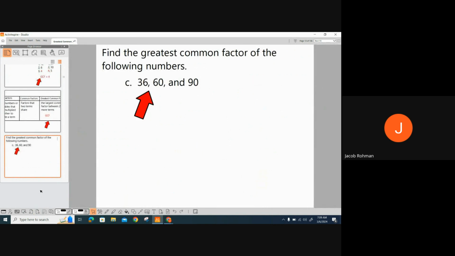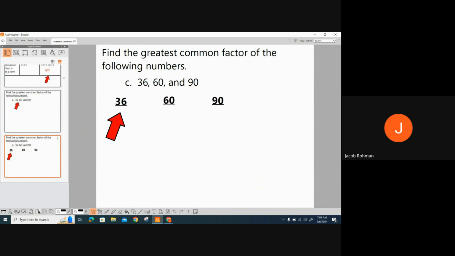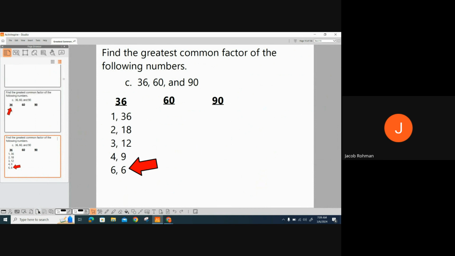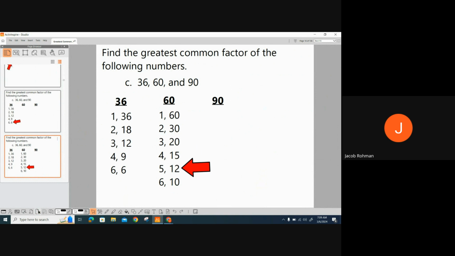Now it says in example C, find the greatest common factor of the numbers 36, 60, and 90. If you feel confident enough, you can go ahead and do the mental math and come up with the greatest common factor without having to list the factors of each number. But for reference, I'm going to continue to list those factors. For 36, the factors are 1 and 36, 2 and 18, 3 and 12, 4 and 9, and 6 and 6. And for 60, you're going to have 1 and 60, 2 and 30, 3 and 20, 4 and 15, 5 and 12, and 6 and 10. There's a lot of factors there.